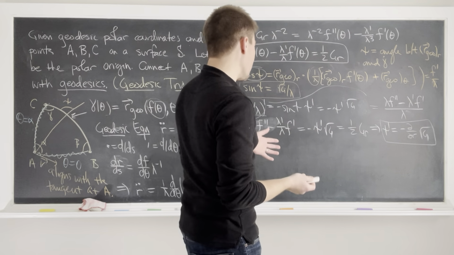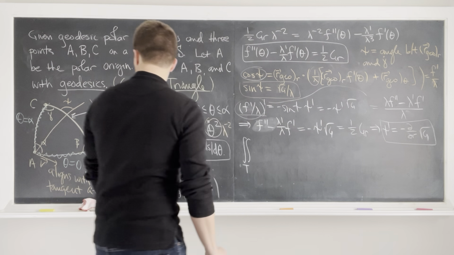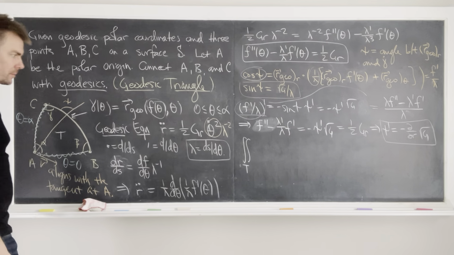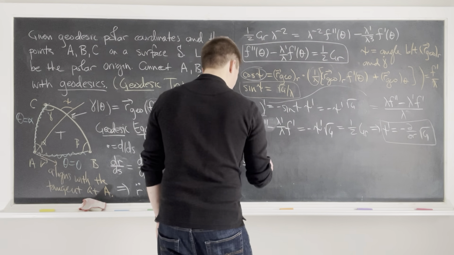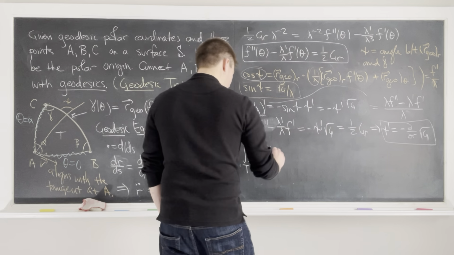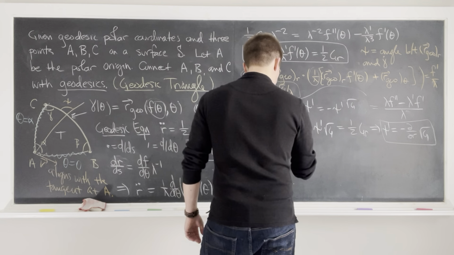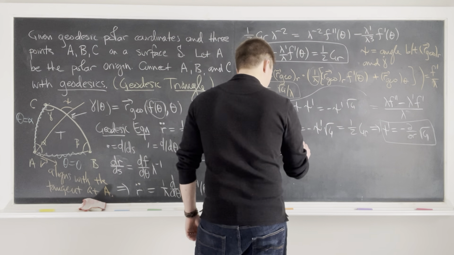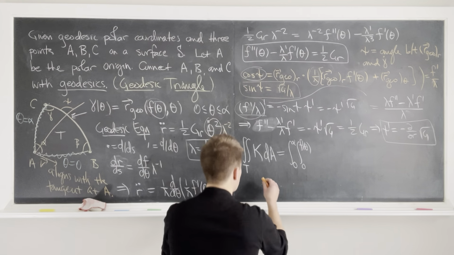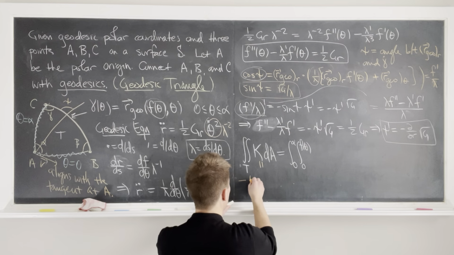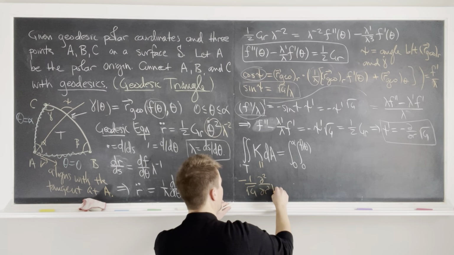And so what I'm going to do is the following. I'm going to integrate over that triangle T. So this is my triangle T. It's a double integral. Of what? Of just the Gaussian curvature, dA. Let's figure out what this is going to be. Well, this is going to be the integral. Theta goes between 0 and alpha. R goes between 0 and f of theta. And let's remember what the curvature was. The curvature was negative 1 over root g, the second r derivative of root g.